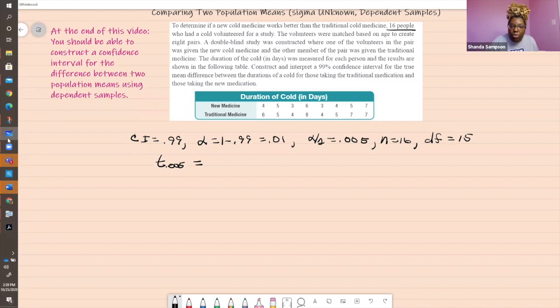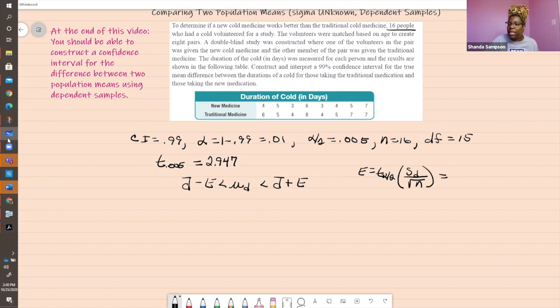Keep me honest here, always comment down below if you see a mistake. So we know we actually need D bar, and we also need E. We can write down our formula for E: t alpha over 2 times the standard deviation of that difference over the square root of n. So we don't have anything at all to get our E yet. We have our t alpha over 2, which was 2.947. But we don't have the standard deviation of our difference, and we don't have our D bar. So let's get to our calculator so we can get that.